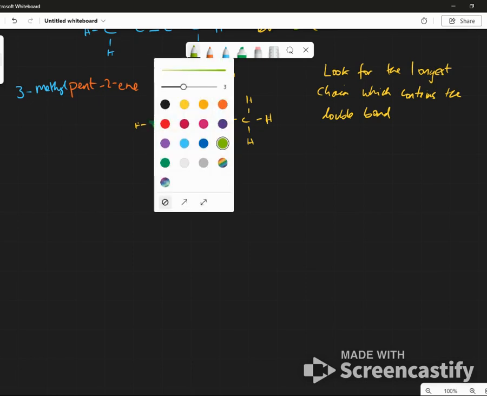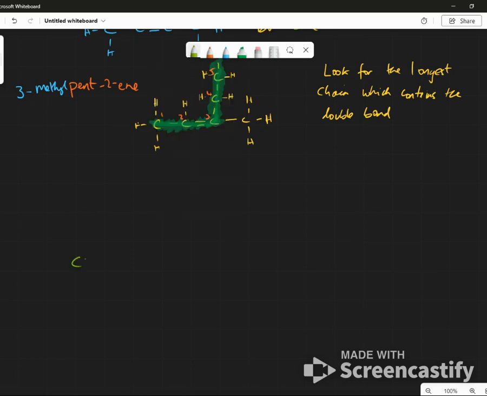All right, let me give you another two here. 1, 2, 3, 4, 5, 6, 7, 8, 9, 10, 11. Okay, now I'm not going to draw. Oh, all right. Now, while I'm drawing the hydrogens, you try and figure out what this is called.